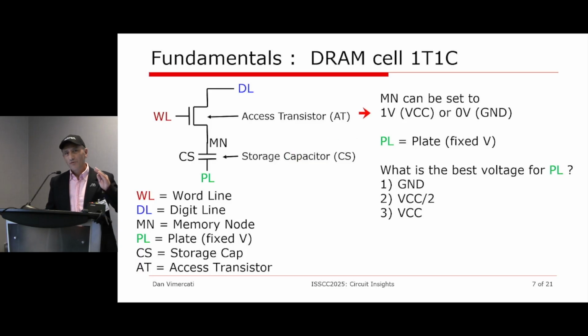So now I have to ask you a question first. You saw that the plate voltage here has been defined as a fixed voltage. And say that we use 1 volt for the memory node for the 1 and 0 volts, so ground for the memory node for a 0. So we store 1 volt for the 1, 0 volts for a 0. And the plate has been defined as fixed voltage. What would you think the best possible plate voltage would be?